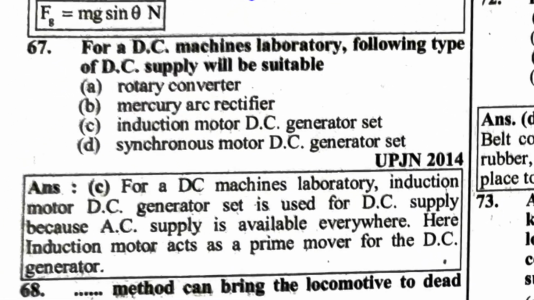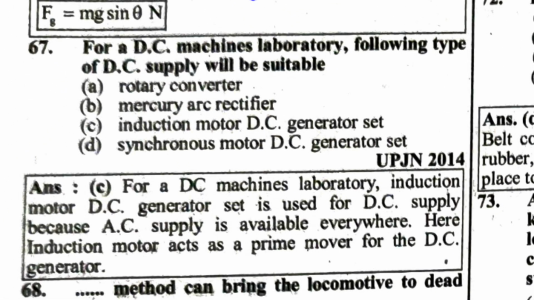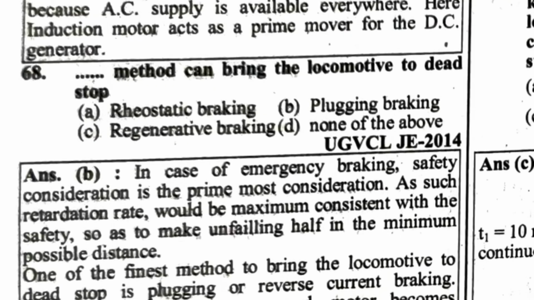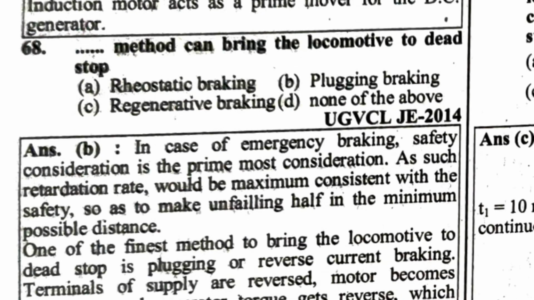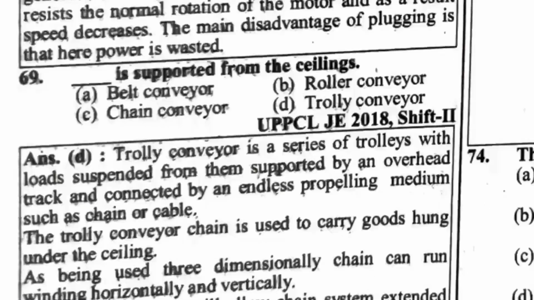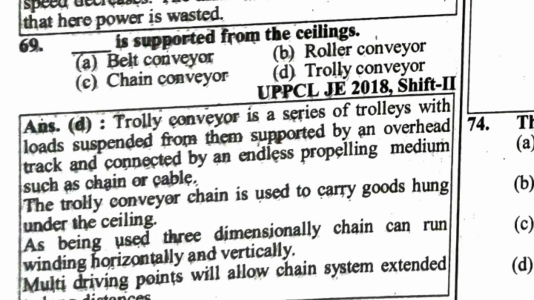नेक्स्ट. For a DC machine laboratory, the following type of DC supply will be suitable: induction motor, DC generator set. Correction method can bring the locomotive to dead stop: plugging braking. Trolley conveyors is supported from the shelling.